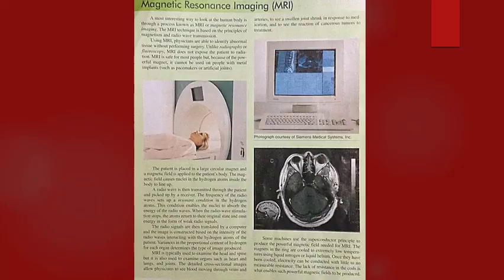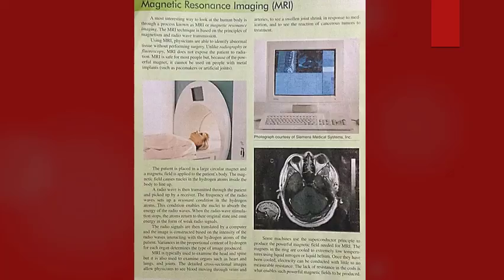MRI is safe for most people, but because of the powerful magnets, it cannot be used on people with metal implants such as pacemakers or artificial joints. The patient is placed in a large circular magnet and a magnetic field is applied to the patient's body. The magnetic field causes nuclei in the hydrogen atoms inside of the body to line up.